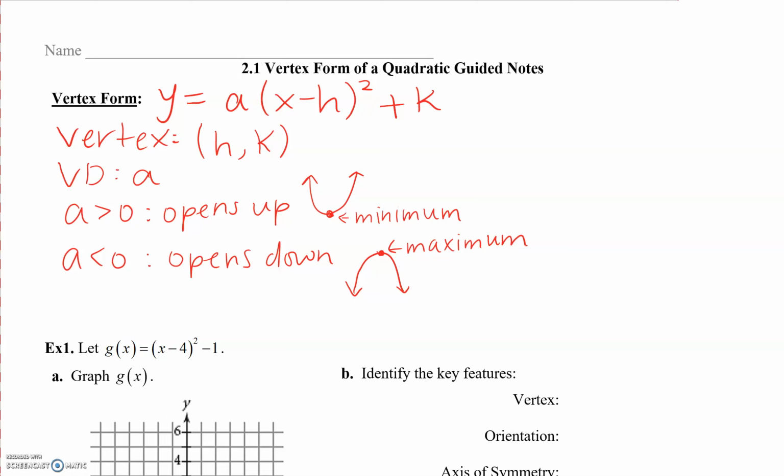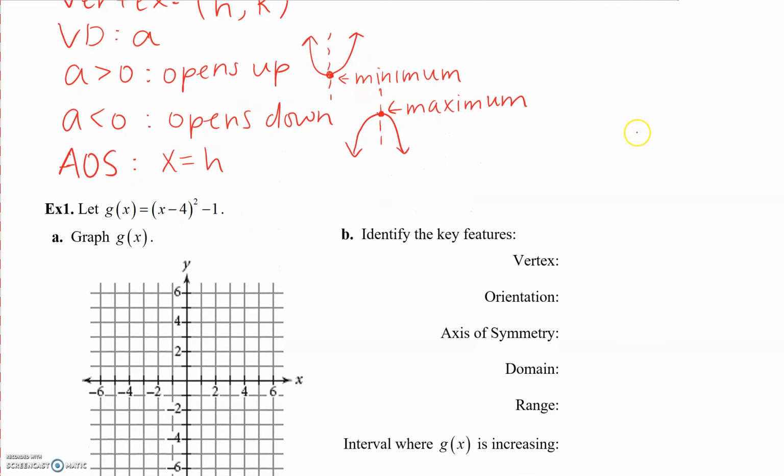One last thing that's maybe helpful for us to talk about that we saw again in Chapter 1 was the axis of symmetry. Remember, the axis of symmetry is the line that cuts the parabola in half. It should always go right through the vertex. So it's always going to be the vertical line x equals h. All right, so now that we've talked about this first vertex form, we're going to try to do a couple example problems.